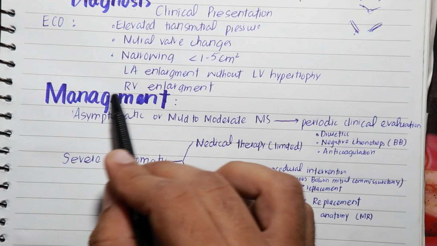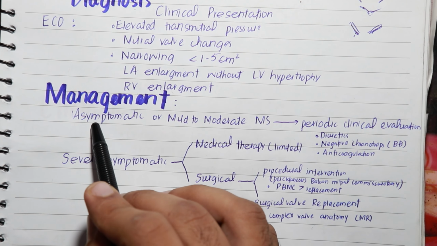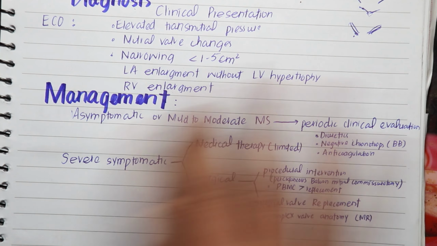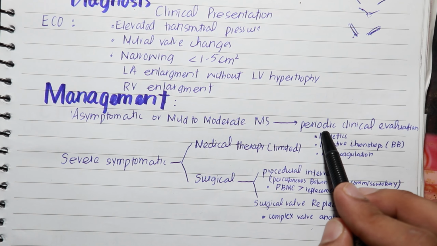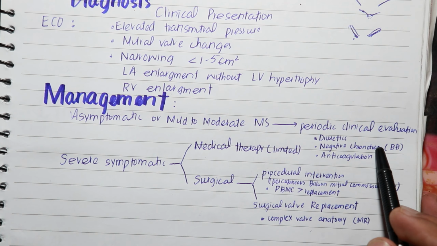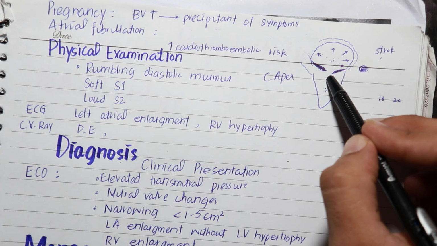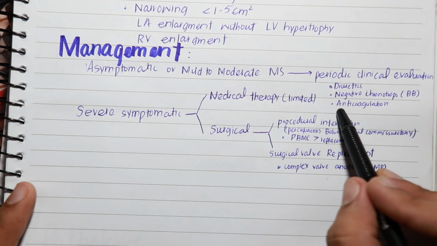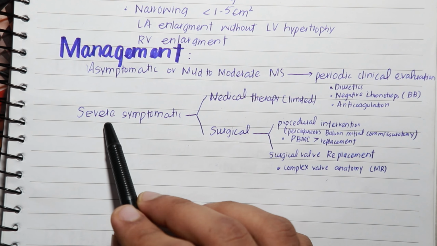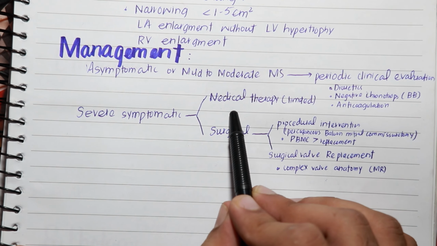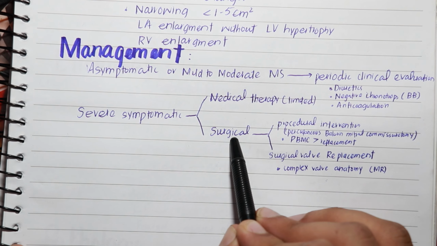So how will you manage the patient? It's very important. If there is an asymptomatic patient or mild to moderate mitral stenosis, you will do nothing. You will just tell him to please come to my clinic on a regular basis, like every month or every 6 months, for periodic clinical evaluation. Why? Because you're not going to do any intervention here, because the patient is not symptomatic till now. And now if the patient is symptomatic, has severe mitral stenosis, or symptoms appear, what will you do? Either you manage the patient medically or surgically.